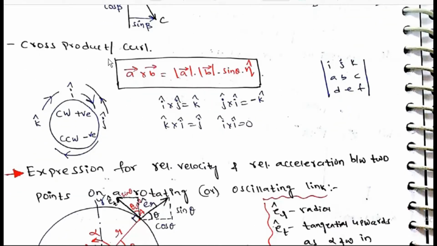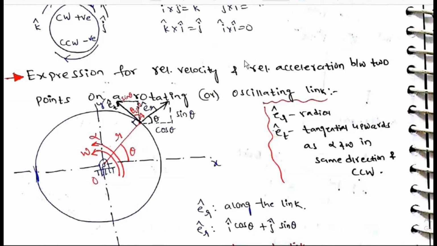Cross product, or curl. A bar cross B bar is equal to mod A bar mod B bar sin theta n cap. For i cap, j cap, k cap: i cross j, in the clockwise sense, is positive, and anti-clockwise is negative. I cross j is k cap, j cross i is minus k cap, and k cross i is j cap. I cross i is 0. Next, the expression for relative velocity and relative acceleration between 2 points on a rotating or oscillating link.